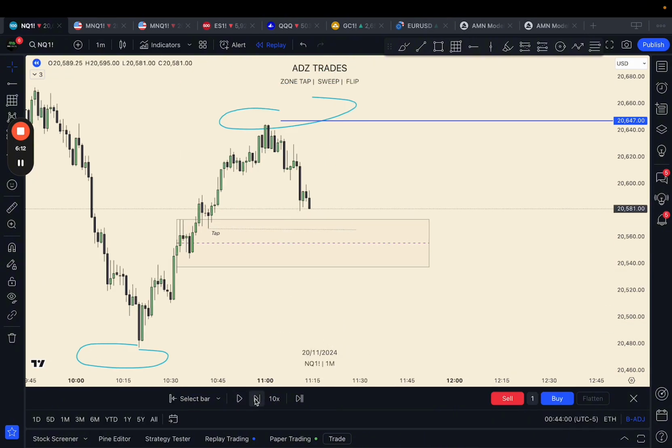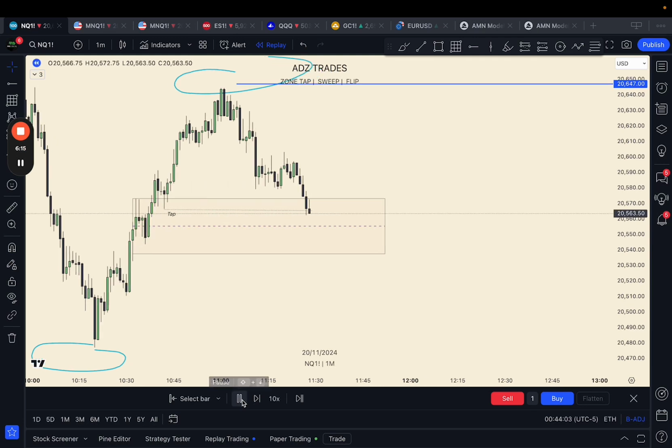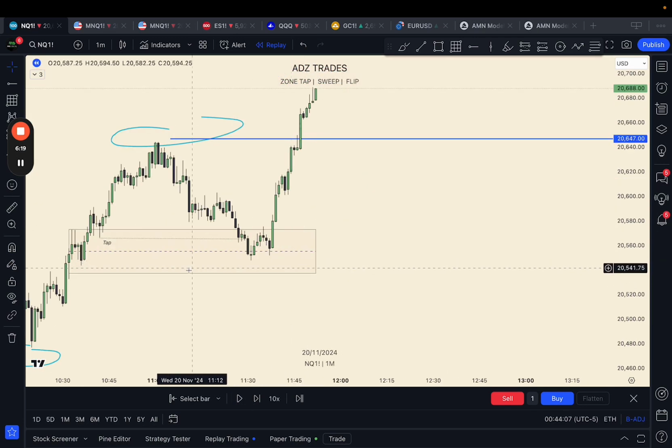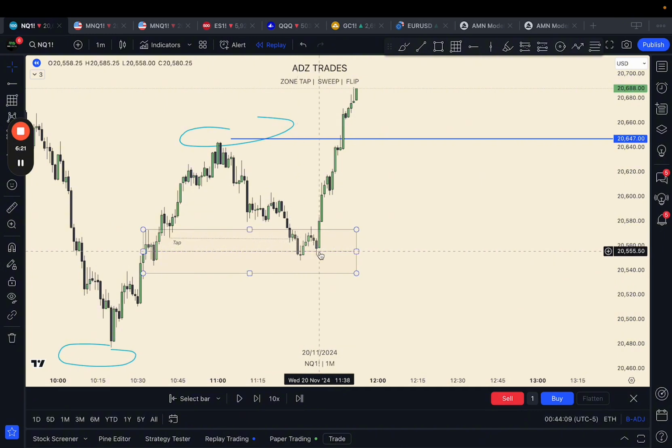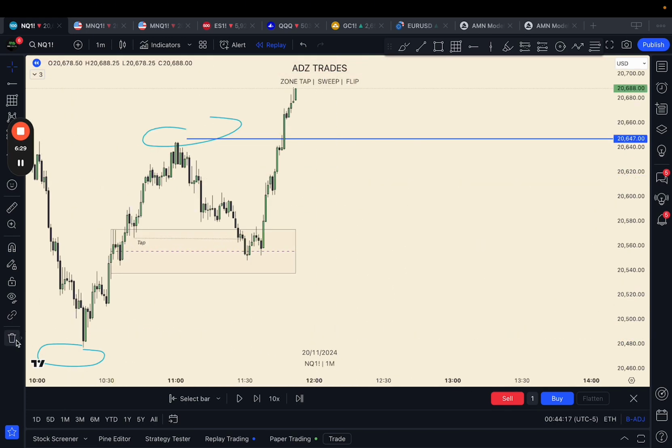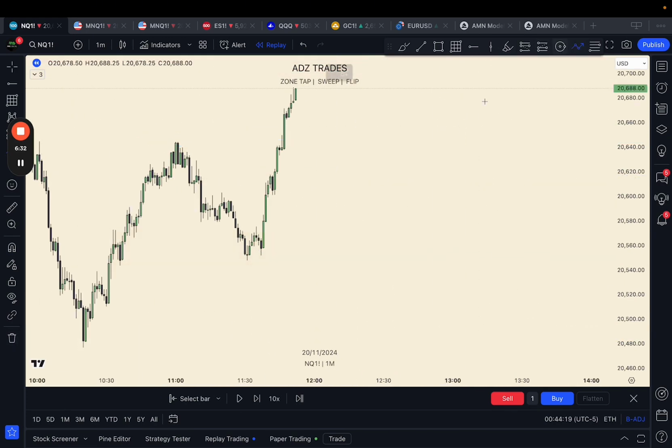So let's see if we get that sweep and rip. We get that sweep, we get that rip. This is the trade I called out on live. I took this trade, I bought here, stop loss here. My target was simply here. It wasn't all the way up here, but you can see how beautiful. I just don't want people saying it's hindsight, because that is the trade I called yesterday.